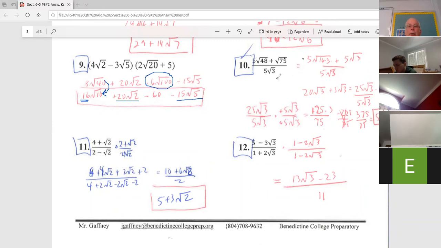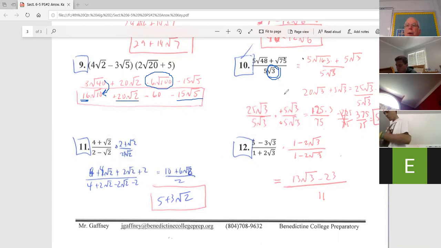All right, number 10. Remember, if you see this in the problem on the quiz, you can't have a radical in the denominator as a final answer. So this is that conjugates thing that's explained on the front of problem set number 1 of this section that hopefully you have available to you. So we actually multiplied both the numerator and denominator by 5 radical 3.